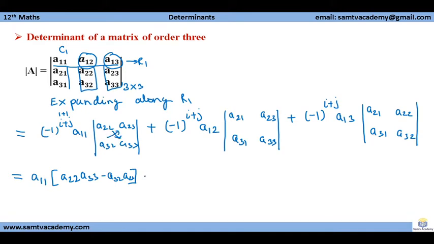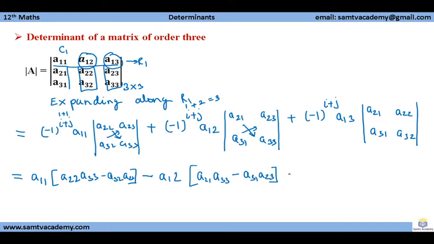Next sign, what sign will come? This is 1 plus 2, so equal to 3. So this will make it negative. So here negative will come, A12, and we solve this. We will get principal diagonal minus other diagonal. So A21, A33 minus A31, A23.